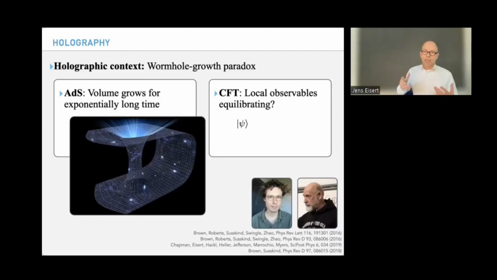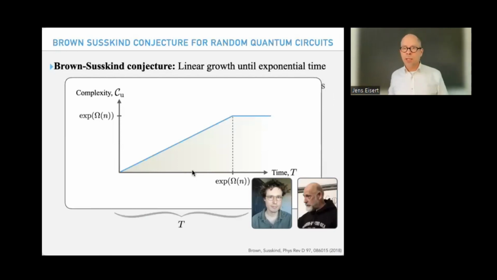But one of the meaningful readings of this is that random quantum circuits should have a complexity growing linearly in time until a time that is exponential in the system size. So here's the conjecture again. And if you think about this, this is not entirely implausible at all.